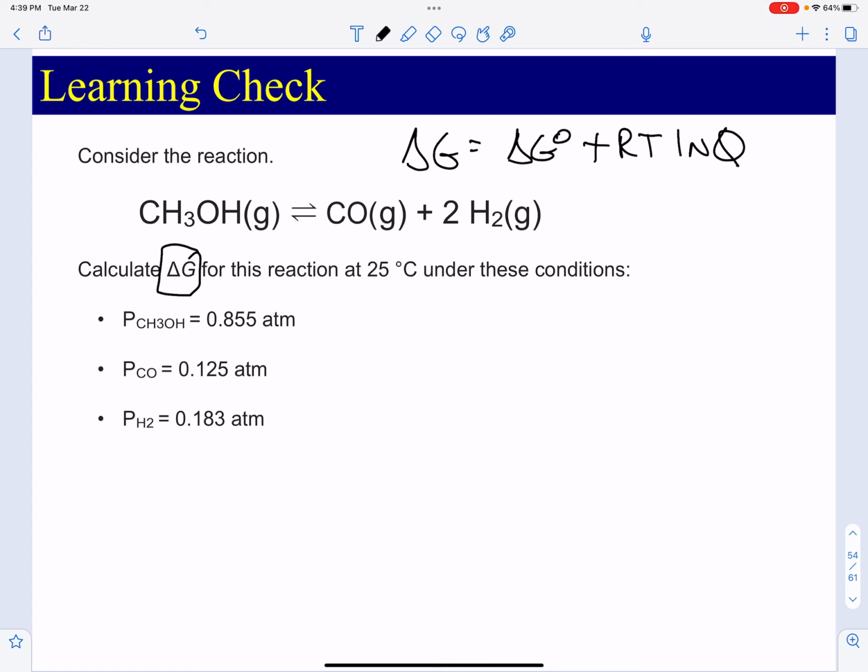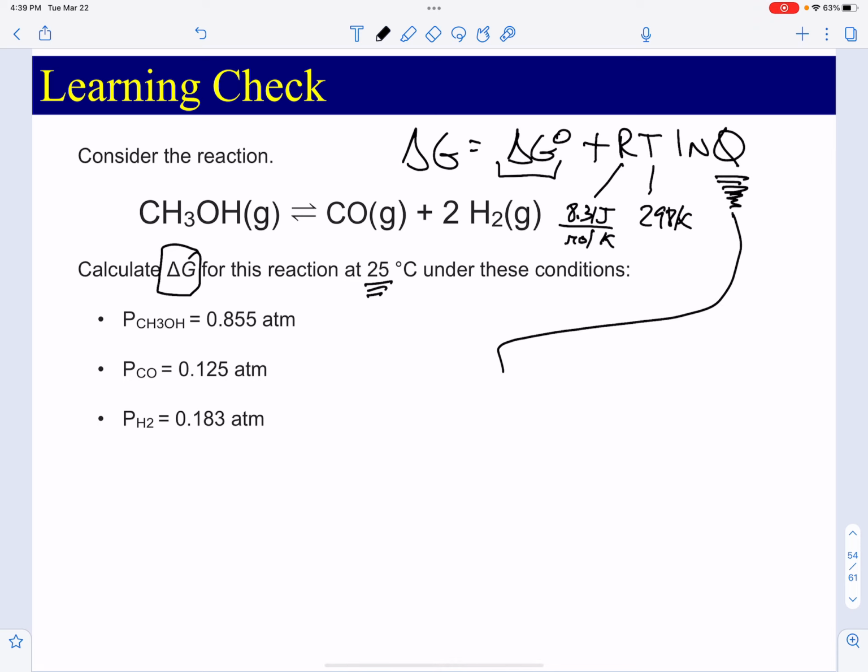So how can we calculate this? Temperature is going to be 25 degrees Celsius. So temperature is 298 Kelvin. R is 8.31 joules per mole Kelvin. Delta G, we can find it on the tables, right? So we can find delta G on the tables. We know our R, we know our T. So the only thing we need to plug in is our Q.